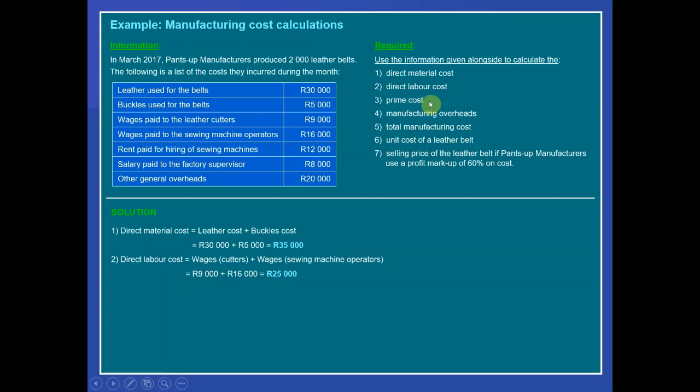Next we have our prime costs, which we know by definition is simply our direct material plus direct labor and any other direct costs, but I don't see any other direct costs. So direct material of 35, direct labor of 25 we have to add together, and that will provide 60,000 as a total.